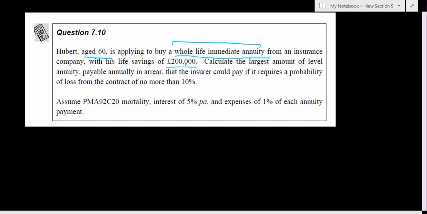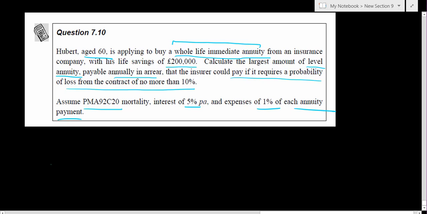Calculate the largest amount of level annuity. So we need to calculate the largest amount of level annuity this time. Last time we had the smallest amount of premium, we need the largest amount of annuity here, that is payable annually in arrears, that the insurer could pay if the probability of loss under the contract is to be no more than 10%. So we cannot have more than 10% loss. The probability of the loss cannot be more than 10%. We have to take the mortality as PMA92C20 and the interest is 5%. And there is a 1% expense on each annuity payment.